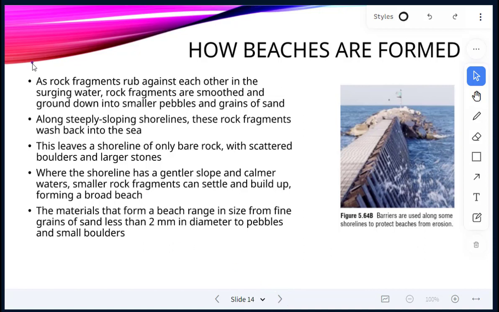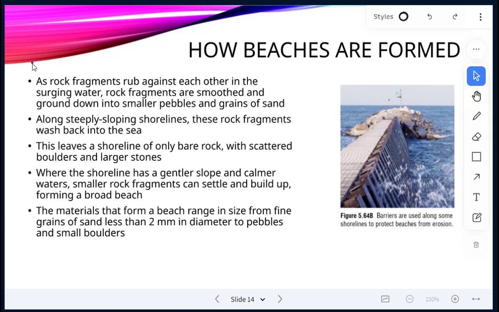Beaches, how are beaches formed? So again, all of that weathering and erosion. We have rock fragments that are rubbing against each other, and those rock fragments get smoothed and ground down into smaller pebbles and grains of sand. Along steeply sloped shorelines, these rock fragments will wash back into the sea. This will leave a shoreline of only bare rock with scattered boulders and larger stones, but where the shoreline has a gentler slope and calmer waters, those smaller rock fragments can settle and build up and form a broad beach.